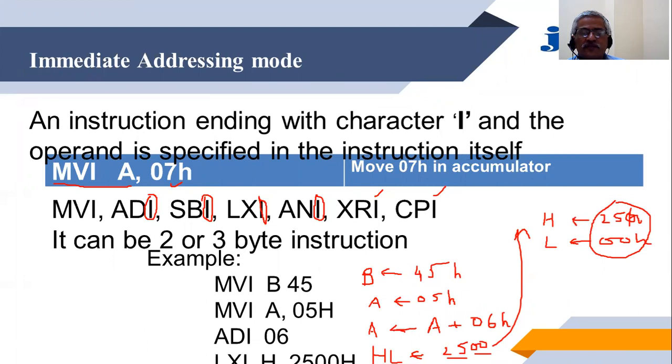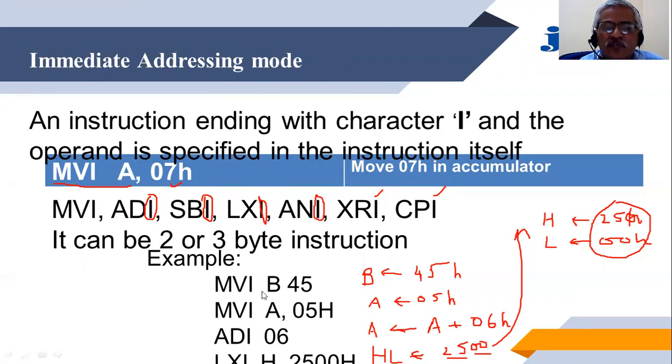The first one is the immediate addressing mode. In the immediate addressing mode, we find that each of these instructions is suffixed with the letter I. This letter I refers to immediate. The different instructions are move immediate, add immediate, subtract immediate, load immediate, AND immediate, XOR immediate, and finally the compare immediate instruction. Such instructions can be 2-byte or 3-byte instructions.